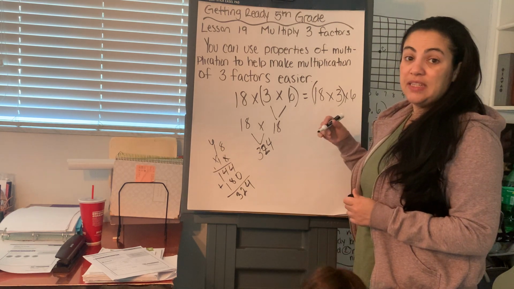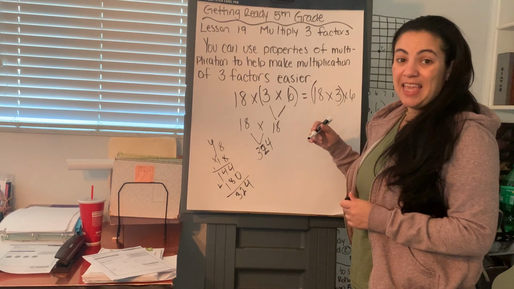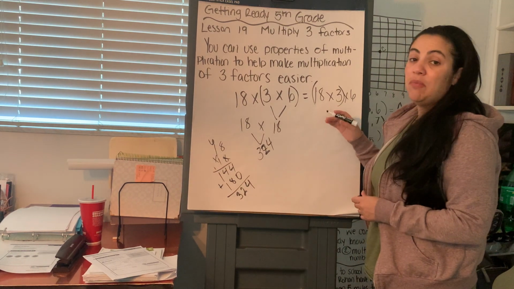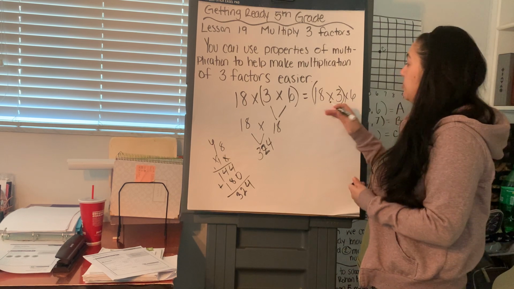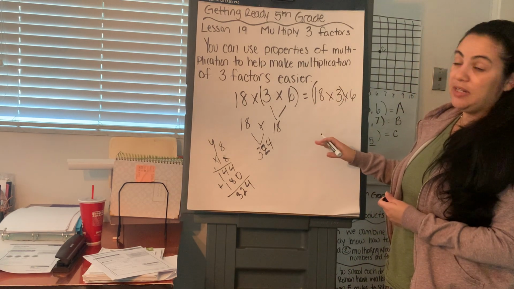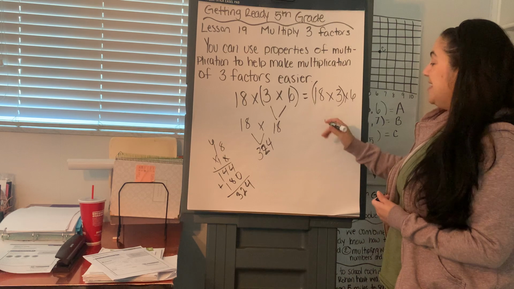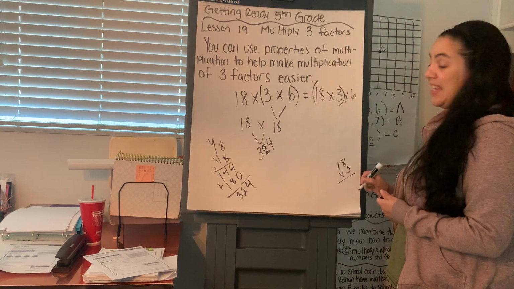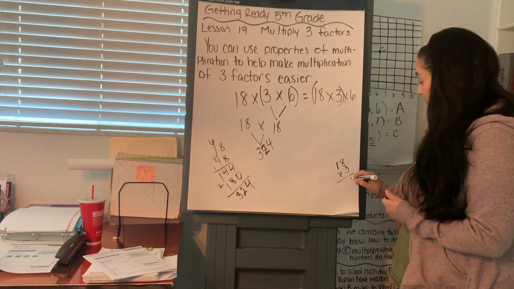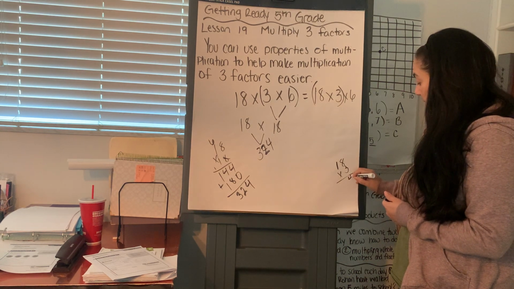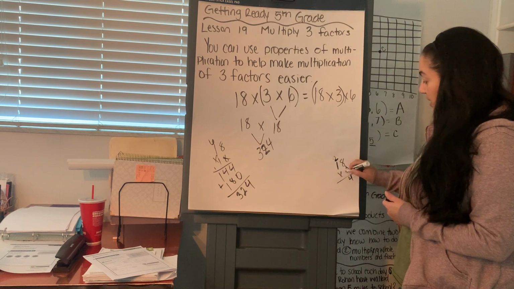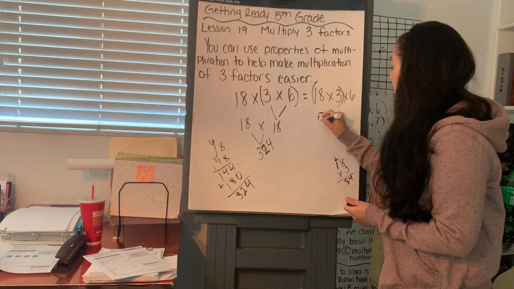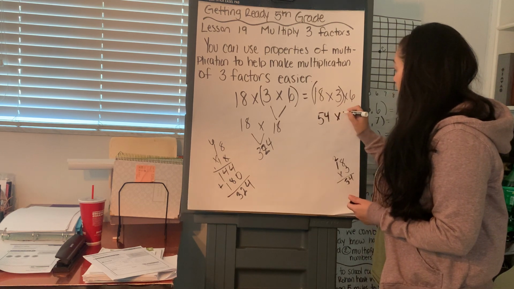Now here, I grouped my numbers differently, but the associative property lets me know that when you group multiplication numbers differently, you'll still have the same result. So here, even though I'm not multiplying easily in my head, I'm still multiplying an easier number. Instead of doing 18 times 6, I'm doing 18 times 3. So I'll come off to the side and do 18 times 3 first, since I can't do it mentally. 3 times 8 is 24. Carry the 2. 3 times 1 is 3, plus 2 is 5. That's 54. So I'm left with 54 times 6.